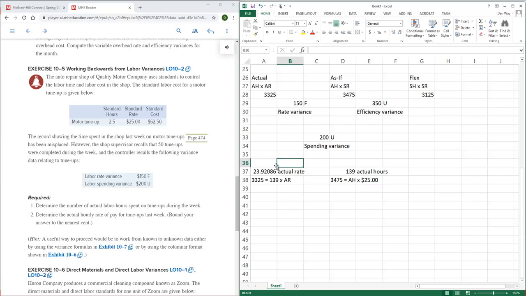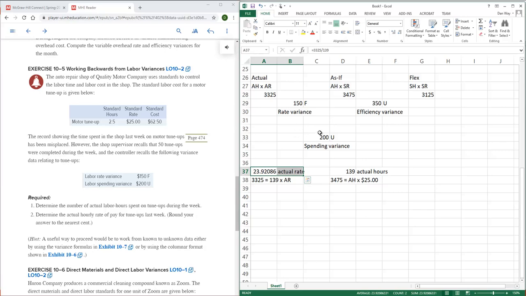Now let's just compare these things to our variances and just make sure they make intuitive sense in terms of the direction of our variances. We had a $150 favorable rate variance. That means we paid less per hour than we expected to. The standard rate was $25, so my actual rate's got to be something less than $25. Well, yeah, it was. $23.92.